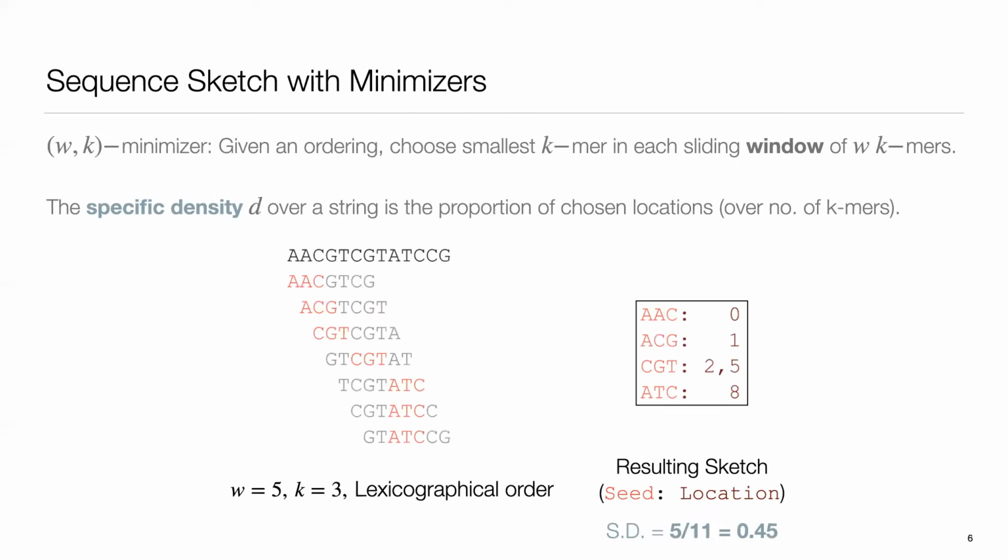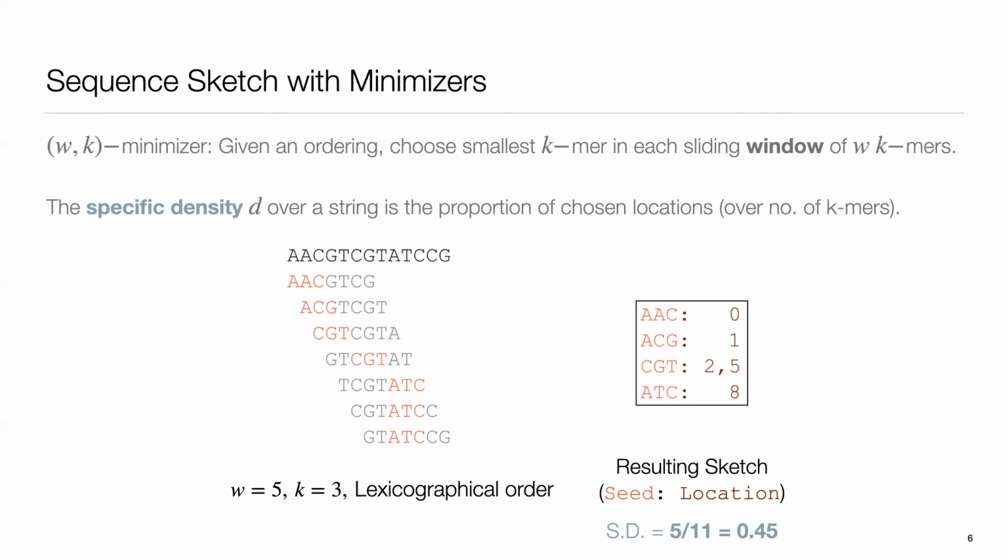We are particularly interested in measuring the specific density of a minimizer, which is defined, given an input string, as the proportion of chosen locations over the number of k-mers in the sequence. The idea being that with fixed w and k, if I can end up with a sketch with fewer k-mers, it will save me time and space. So here, for example, in this sequence, we have selected 5 k-mers out of 11 total. So the specific density would be something like 0.45.